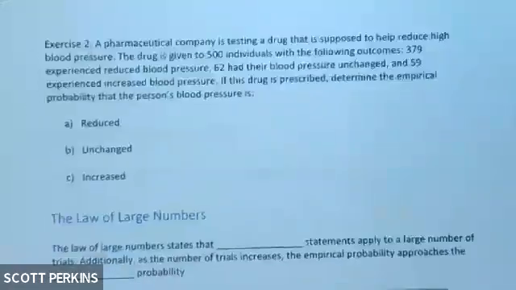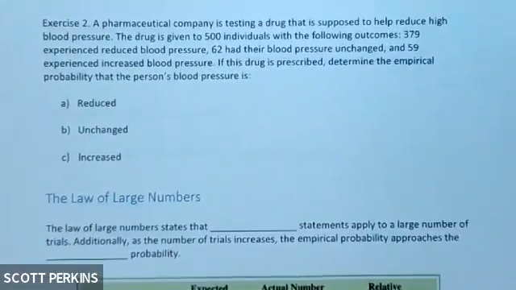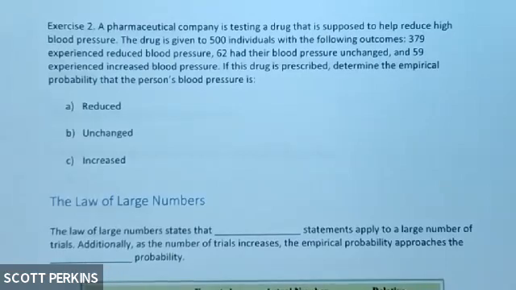I want you to. So we're going to turn the page. Exercise 2. It's another empirical probability problem. We're looking at the results of some sort of pharmaceutical test. So go ahead and calculate the probabilities.